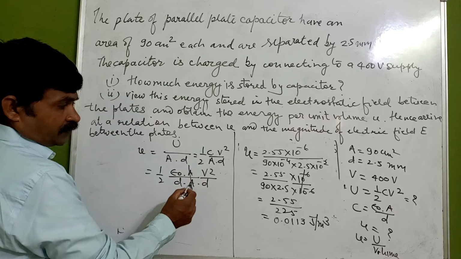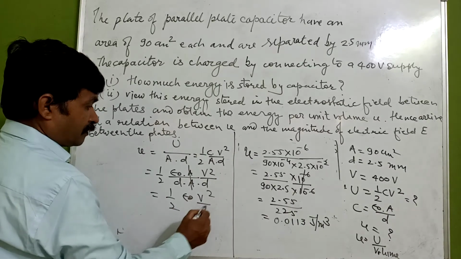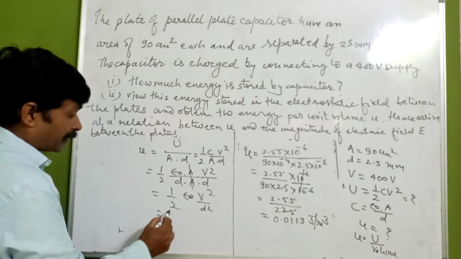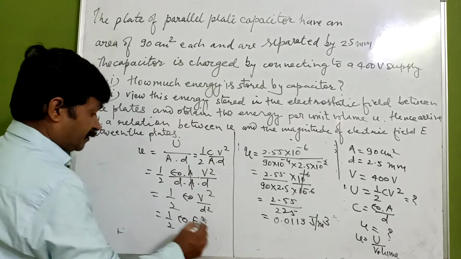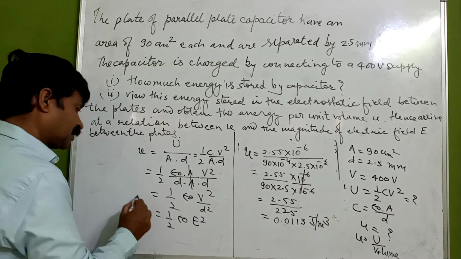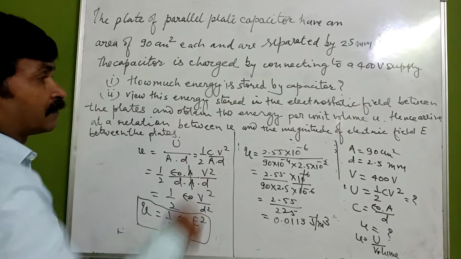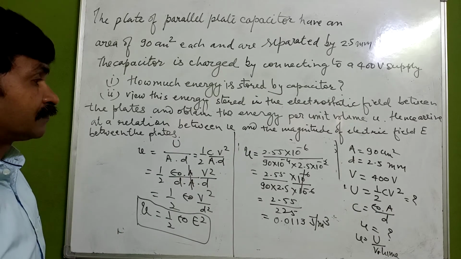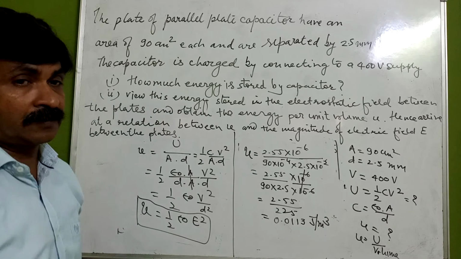Now this A is going to be cancelled here. 1 upon 2 epsilon naught V square upon D square. Now V upon D, it is going to be the electric field. So 1 upon 2 epsilon naught electric field square is U. This is the relationship which we are getting here for the magnitude of electric field and U. So this way we can go with the numericals and do it.